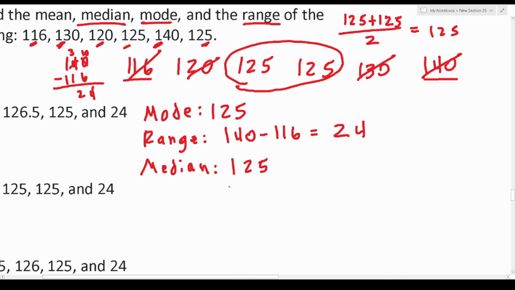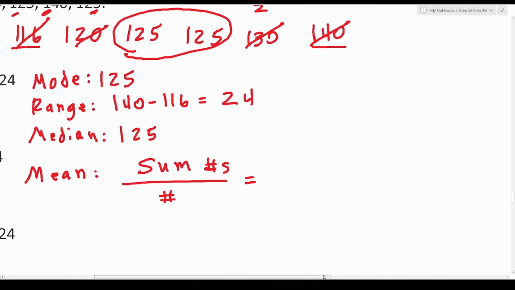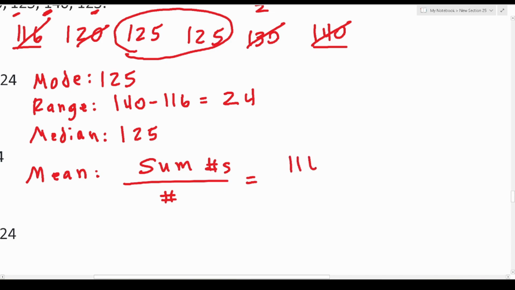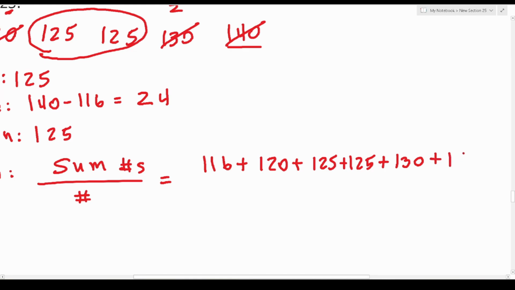And finally, we have to find the mean or the average, and that's the most time consuming to do. To find the average, you take the sum of all the numbers in your data set and you divide that by how many numbers there are. Okay, so that looks like this. We're going to take the sum of all these numbers, 116 plus 120 plus 125 plus 125 plus 130 plus 140. And this isn't going to be as bad as you think, since the numbers aren't that hard to work with. And again, there are 1, 2, 3, 4, 5, 6 of these. So we're going to divide by 6.